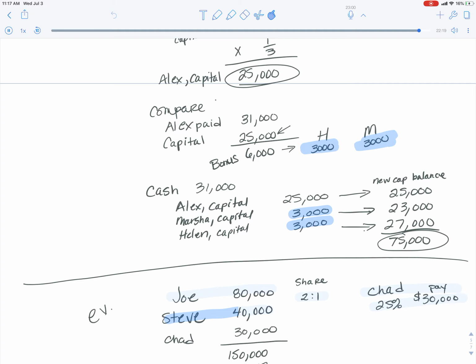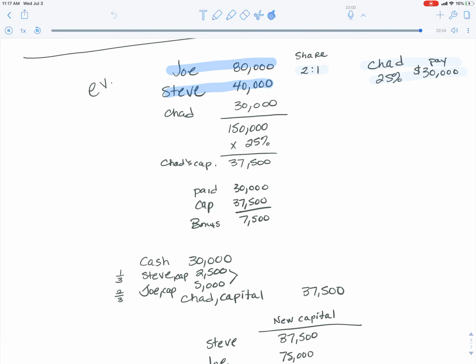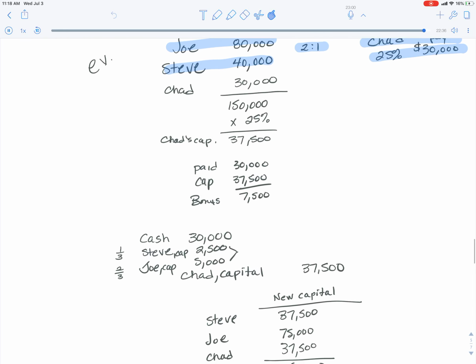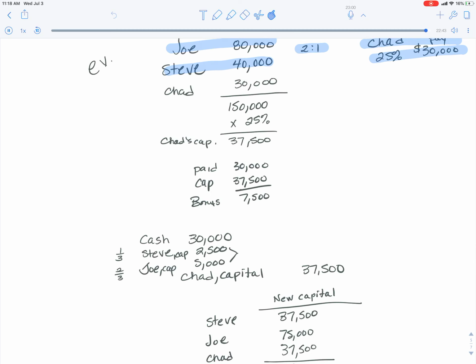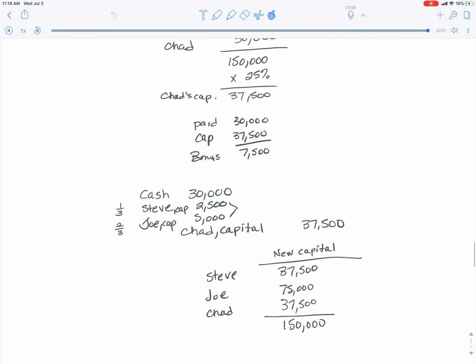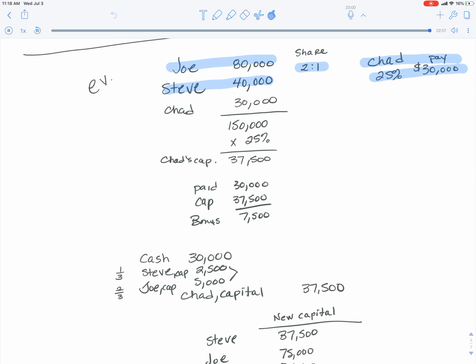So I've included one more example here for you to work on your own. This example is Joe and Steve. They have a partnership where they share 2-to-1, and they're going to admit Chad into the partnership for $30,000, and he's going to get 25% ownership. So work through this problem and figure out, if I were to ask you, how much is the bonus? Who gets the bonus? How much is in everybody's capital account at the end? What's the journal entry? So work through this problem as practice before you do your homework. And let me know if you have any questions.